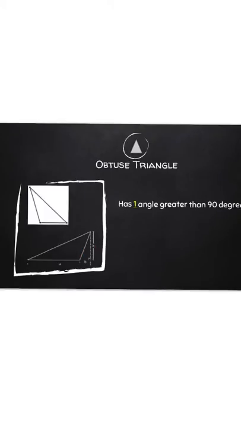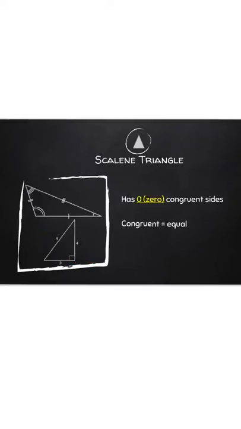The last triangle is an obtuse triangle. An obtuse triangle has one angle that is bigger or greater than 90 degrees. So if you look at this triangle here, it is bigger than 90 degrees. And over here, bigger than 90 degrees. Only one of them has to be bigger than 90 degrees to make it obtuse. The next three triangles we're going to talk about have to do with the length of the sides of the triangles. The first three had to do with the angles.